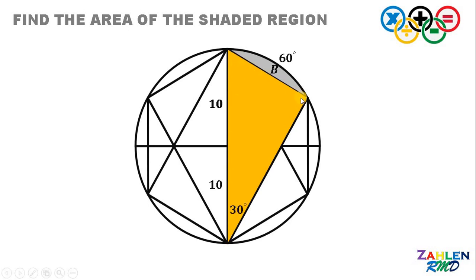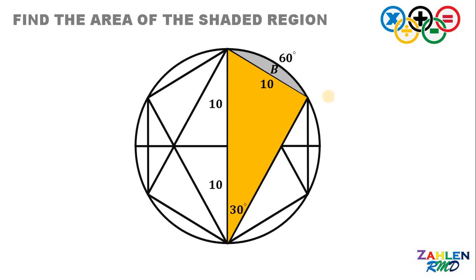Now, since we have a 30-60-90 right triangle, we can use its property. Now, we know that the length of the hypotenuse of this right triangle is 20, or just 10 plus 10. Therefore, the side opposite of this 30 degrees must be half of the hypotenuse, which is equivalent to 10. Therefore, we now know the side length of this regular hexagon. This is just 10. So we are now ready to find the area of this region B.